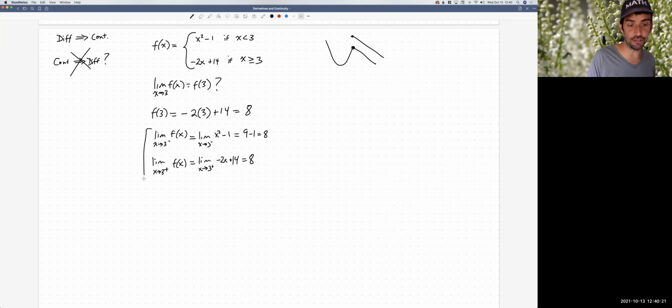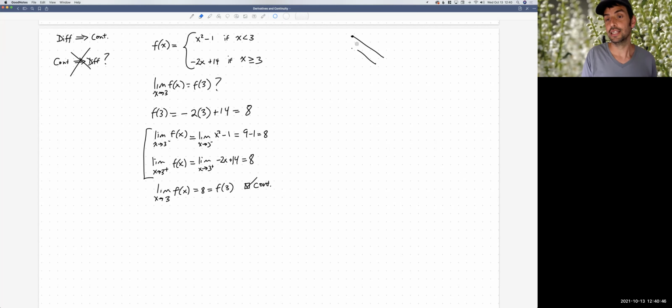And so the fact that the limit as x approaches 3 from above and below both equal 8 means that the limit as x approaches 3 of f of x is equal to 8, which happens to be f of 3. So we've got continuity. There, I'm checking it off.